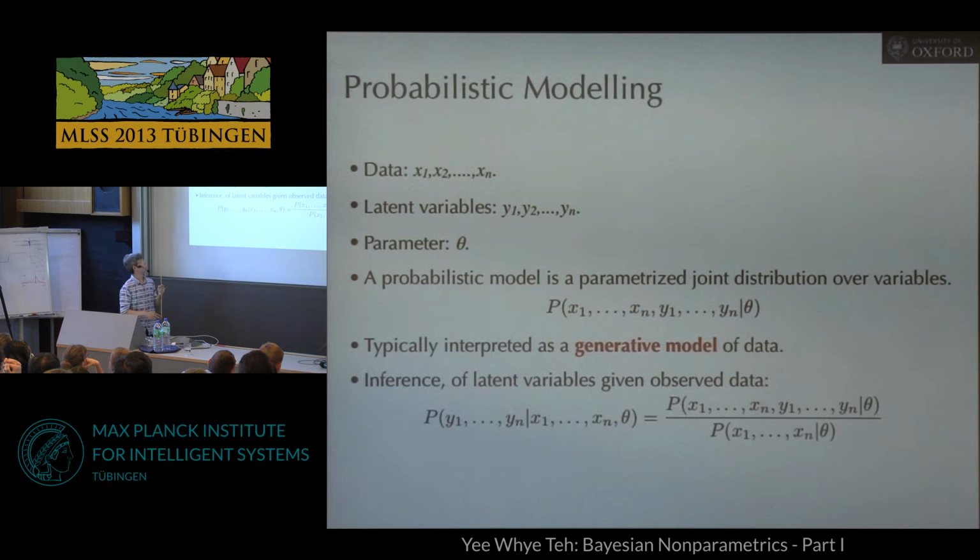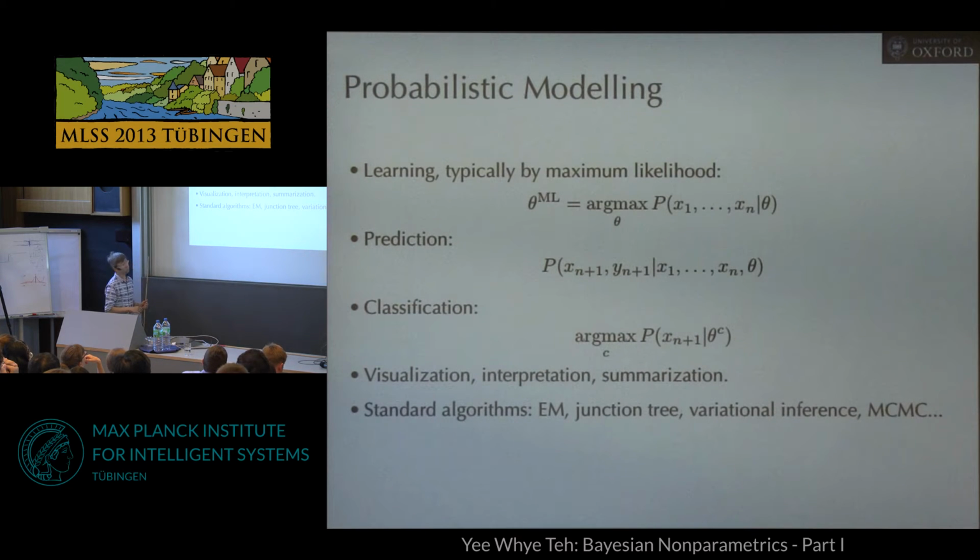And the problem of inference is basically a problem of learning about the latent variables that we don't observe, that we care about, given some observed data. And this is given by the posterior distribution of the y's given the x's, which by Bayes' rule is given by that. Okay? So basically it's the joint divided by the marginal of the x's.